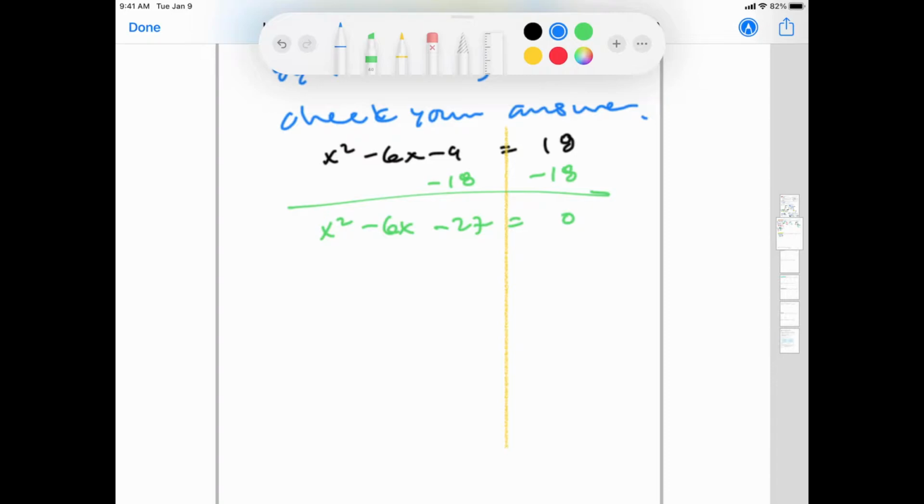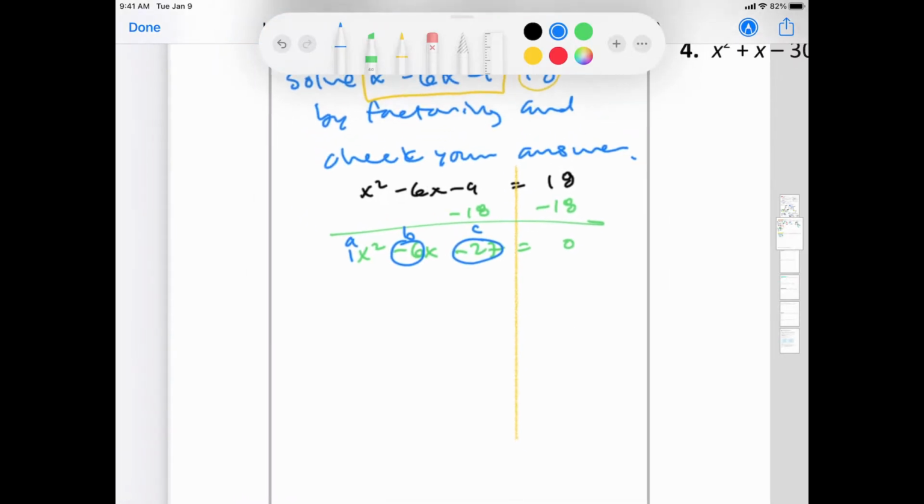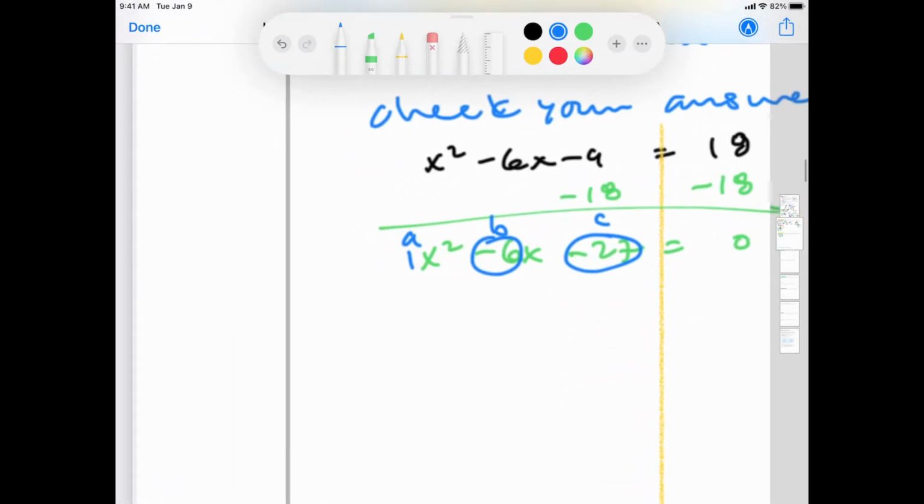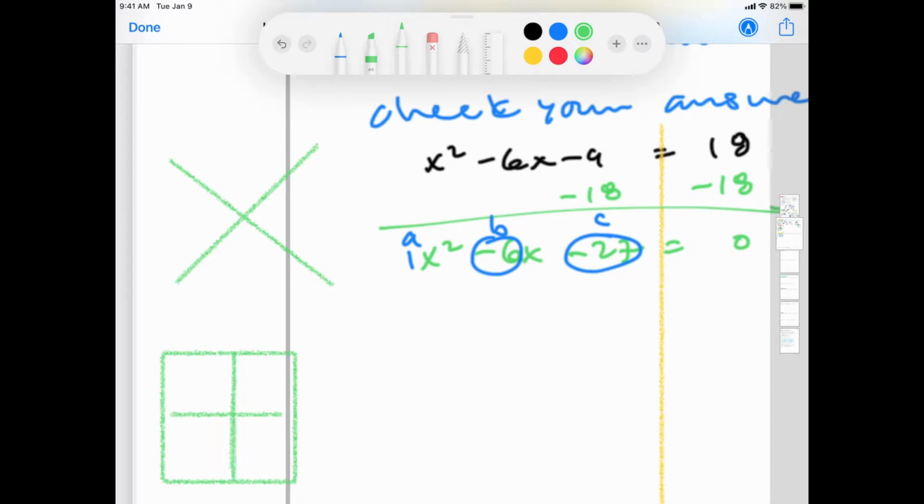Okay, my A is 1, B is negative 6, and C is negative 27. I'm going to do my X box over here. Okay, A times C is 1 times negative 27, which is negative 27. My B value will be negative 6.